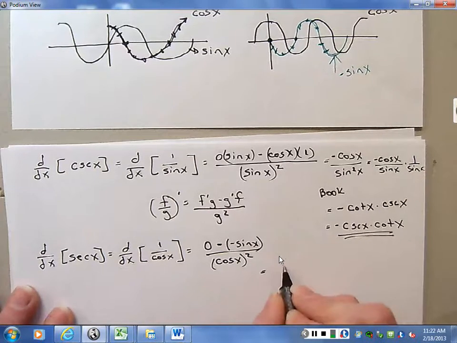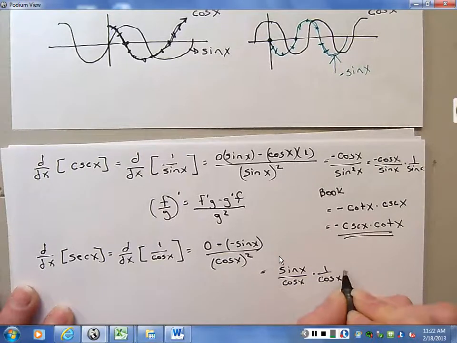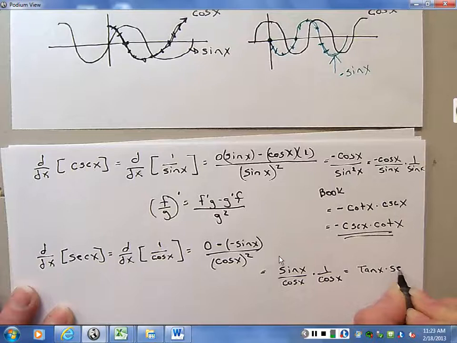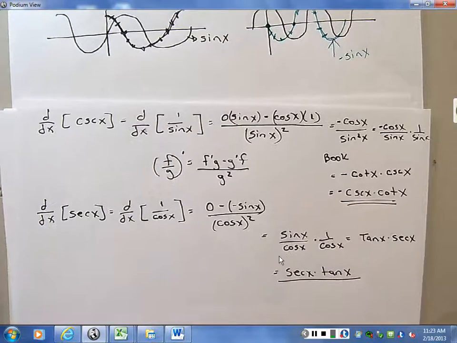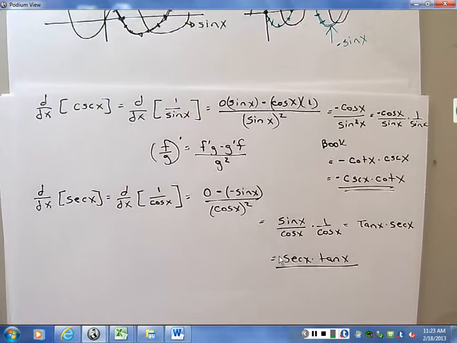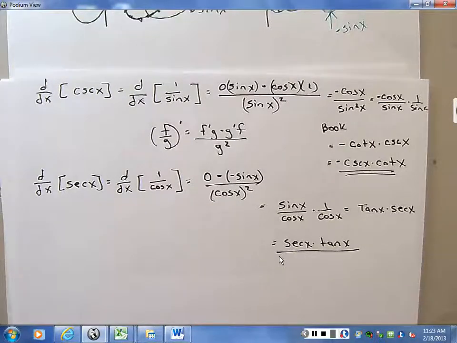So I can write that as sine of x over cosine times 1 over cosine. That turns out to be tangent of x times secant of x. And your book writes that as secant of x times tangent of x. So the derivative of secant is secant tangent. Or tangent secant. Or sine over cosine squared. A lot of times people memorize the derivative of secant as secant tangent. The derivative of cosecant is minus cosecant cotangent. So we've covered 4 of them. We have tangent and cotangent left.